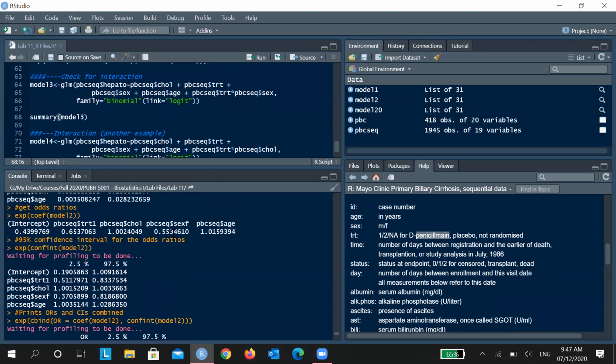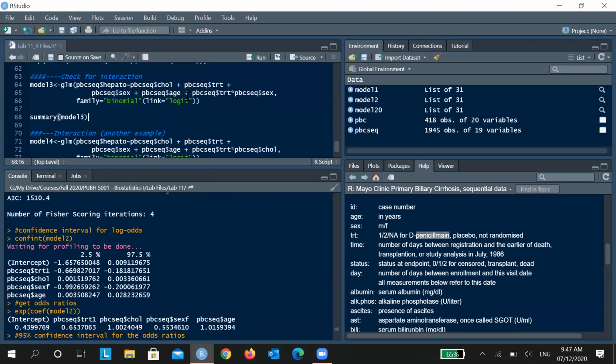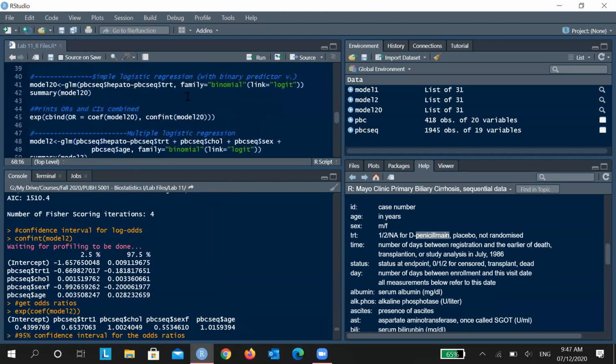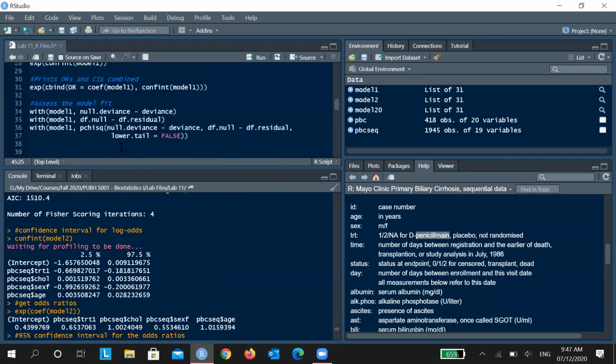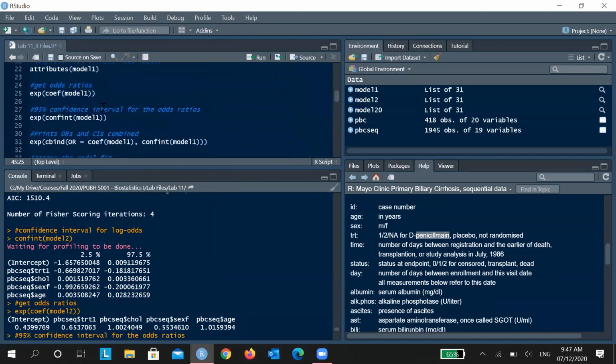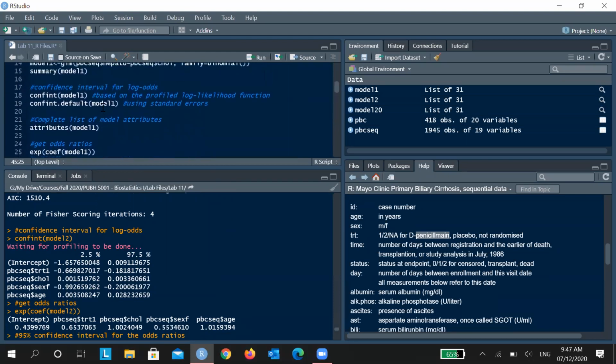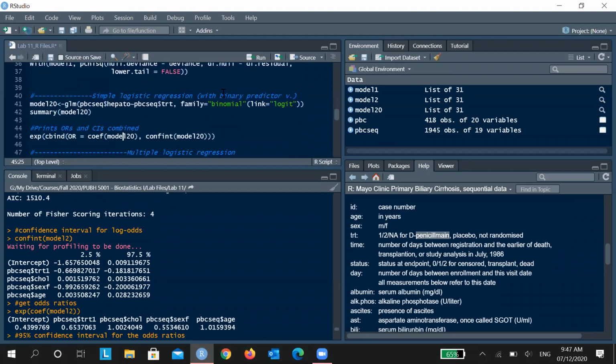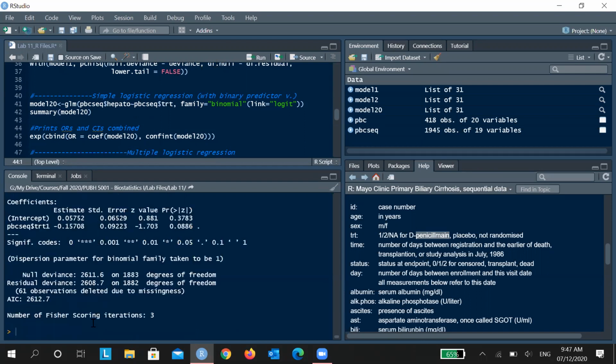For instance, let's look at our model. Is the model that we built with model 20, right? The model that we only built with TRT. Yes, a binary predictor, right? So we wanted to see if that randomization, the drug, was effective or not. So we built this model 20. If you look at the summary of model 20, the AIC was 2612, the deviance was 2608.